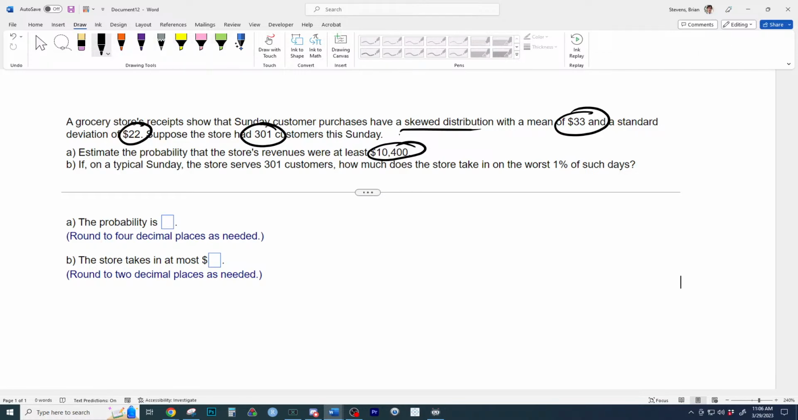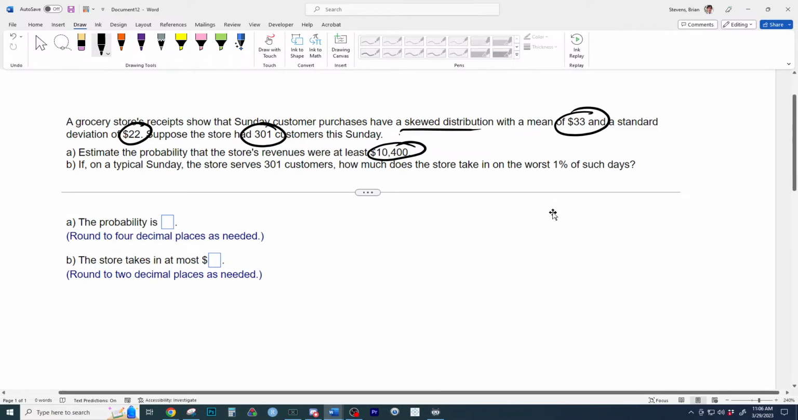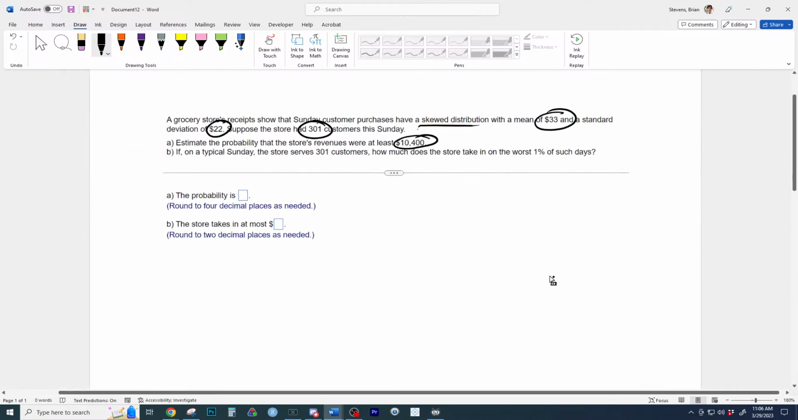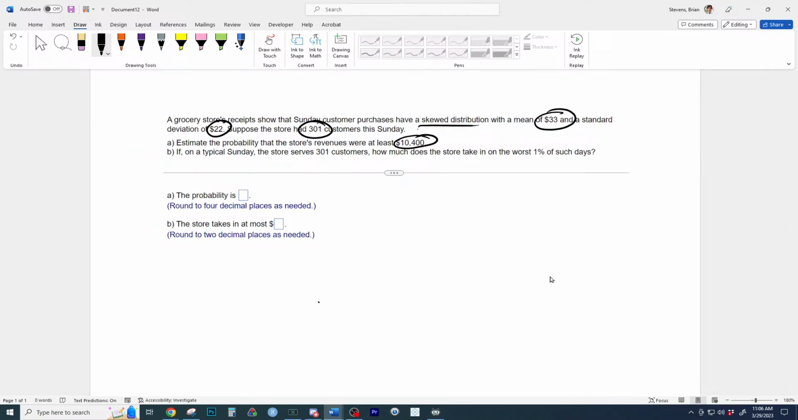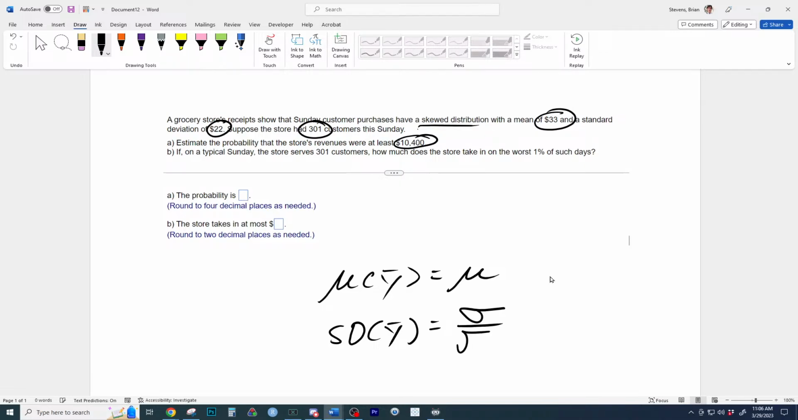What do you think, Savannah? Any of these jump out to you as notation? We covered notation yesterday, and once we get the notation, we can usually solve these problems, because on our formula sheet we have mu y bar equals mu, and standard deviation of y bar equals the original population standard deviation over the square root of n. So all this is going to be very important.